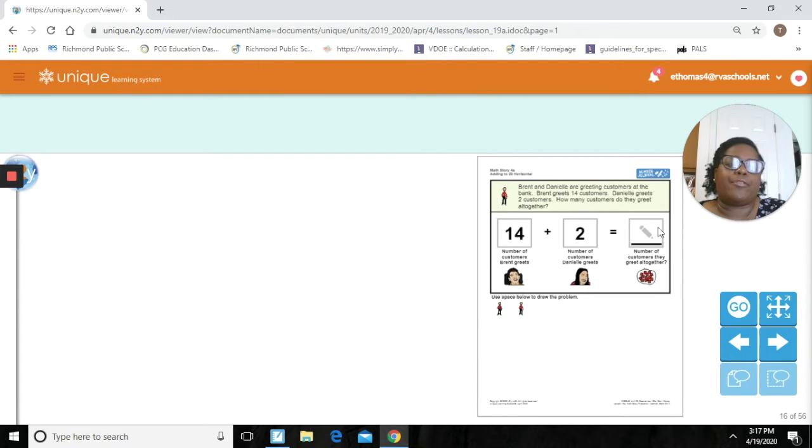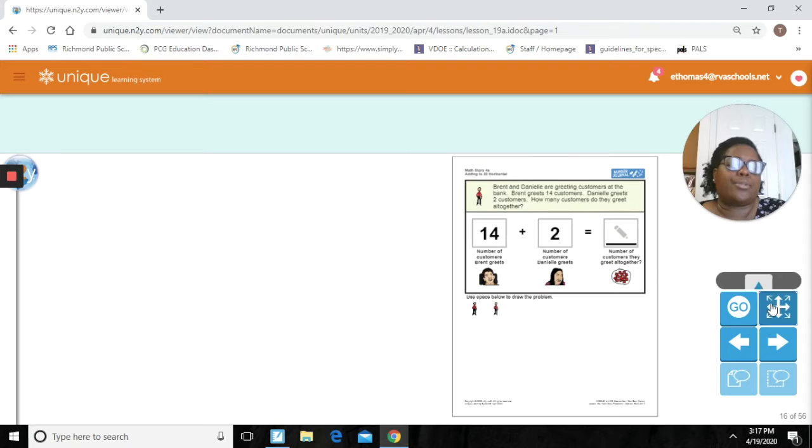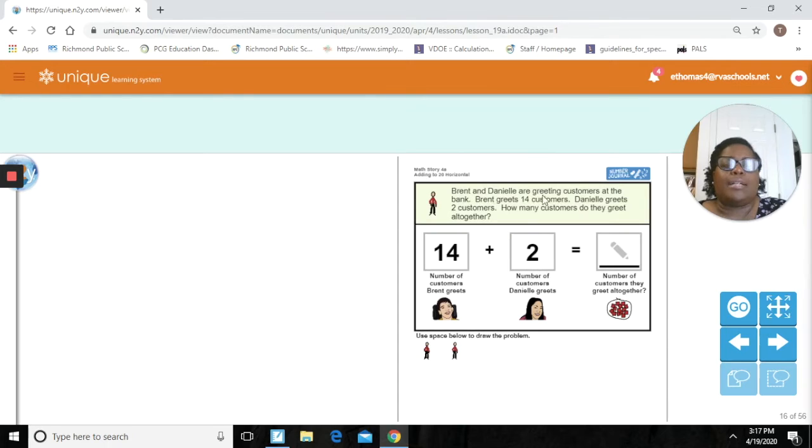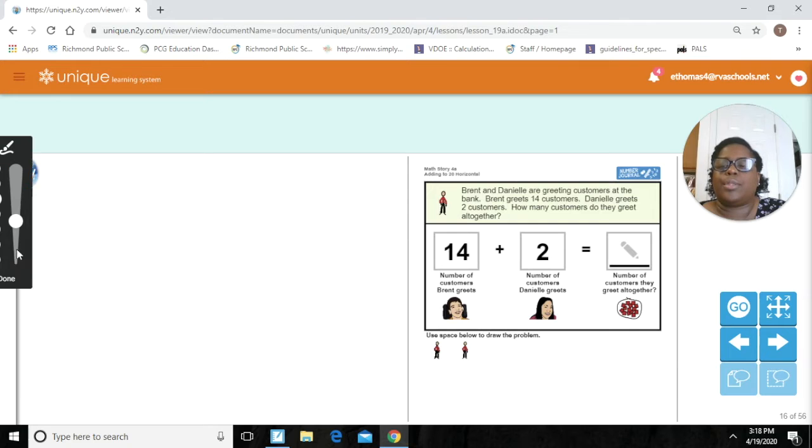All right, let's look at our very first problem. I'm going to make it a little bit bigger for you. I'm going to read the word problem first. This says, Brent and Danielle are greeting customers at the bank. Brent greets 14 customers. Danielle greets 2 customers. How many customers do they greet all together? And there is that key word, which is right here, all together. Let me underline that for you. And it's an indicator that we're going to do what? We're going to add.